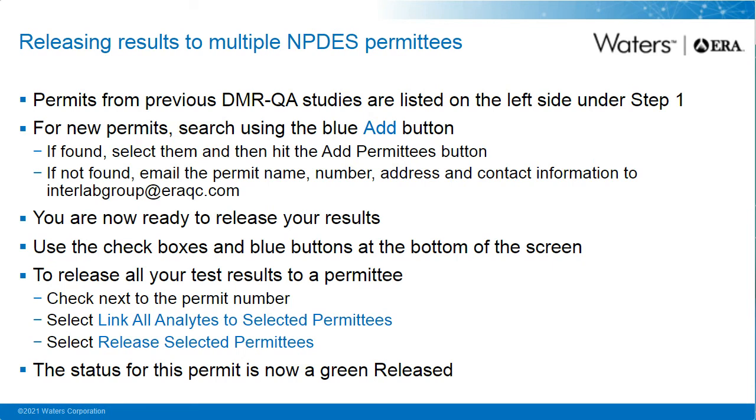To start with, one option is to release all of your test results to a given permittee. To do this, check the little box next to the permit number. Select the blue Link All Analytes to Selected Permittees, and then select the blue Release Selected Permittees. You have now linked and released all of your test results to this permit, and you'll see the status next to them is now the green Released. You can do this for one permit at a time, or you can check the boxes next to multiple permits and link and release them all at once.